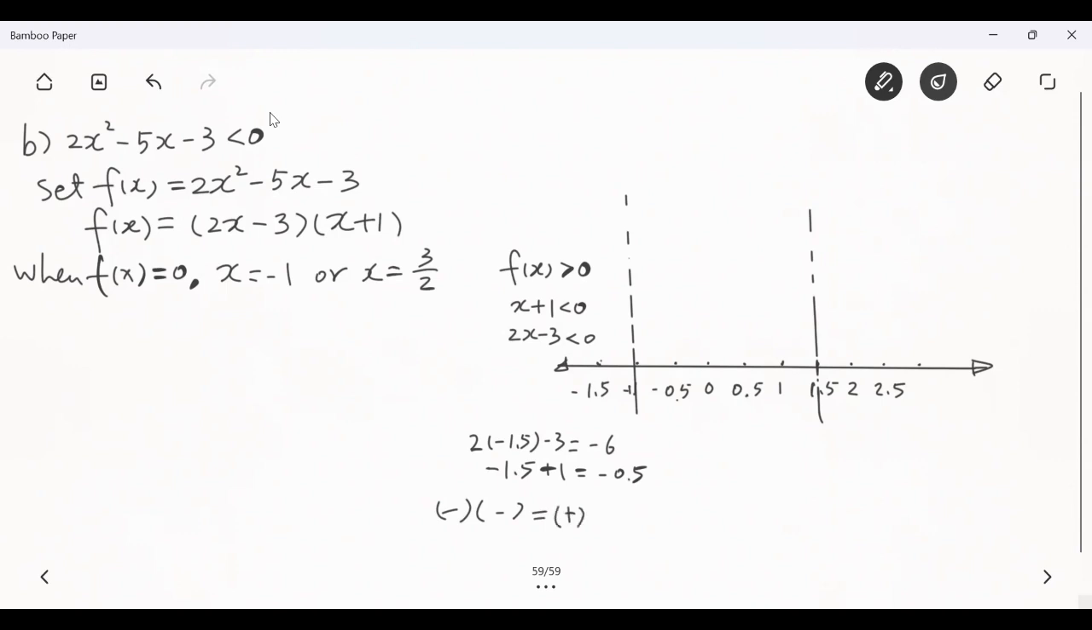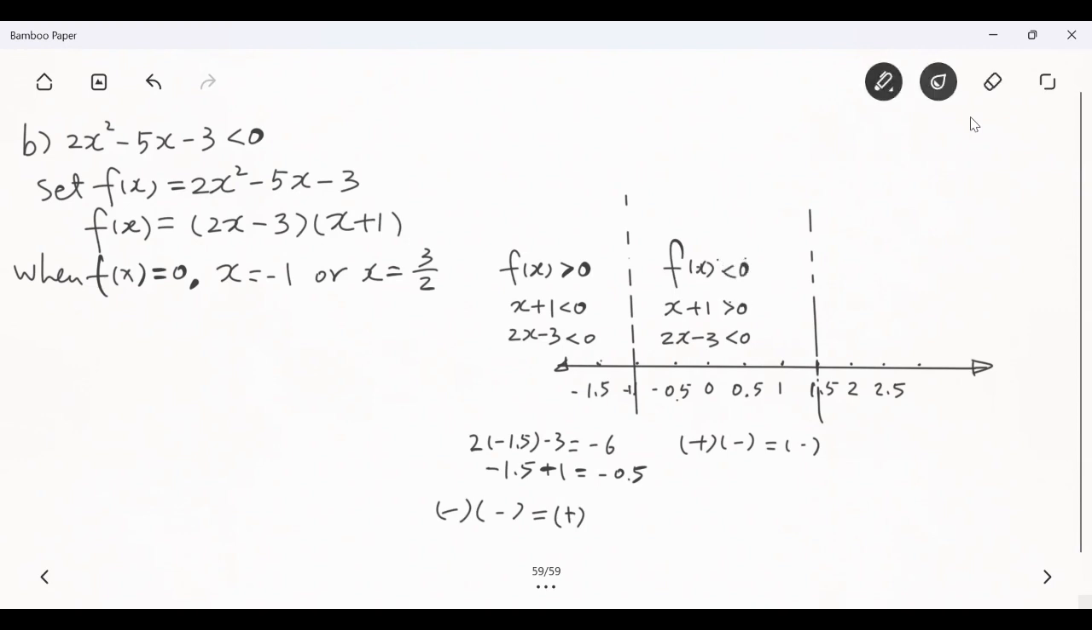Okay, if x is more than negative 1 and less than 1.5, we know 2x minus 3 is less than 0, right? But x plus 1 is more than 0, right? You can check a test x equals 0, right? So 0 minus 3 is negative, but 0 plus 1 is positive, right? So one positive and one negative multiply, so it's still negative. So f(x) is negative, so it's less than 0, right?